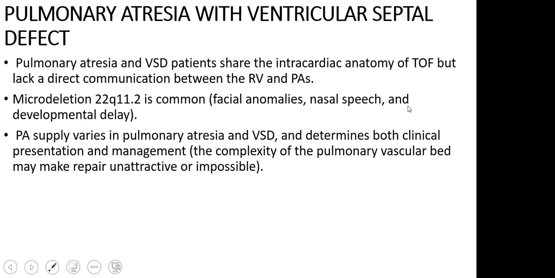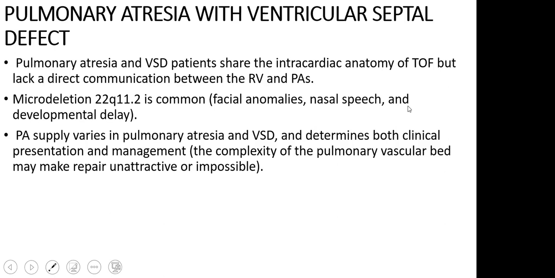So they can present with pulmonary atresia and then VSD. It has been attributed to chromosomal defects from microdeletion of chromosome 22 at q11. And then normally they present with facial abnormalities, nasal speech, and developmental delay.